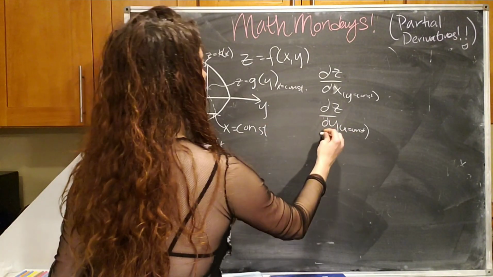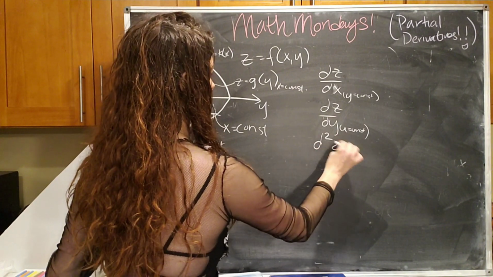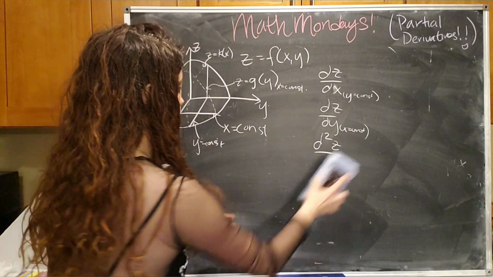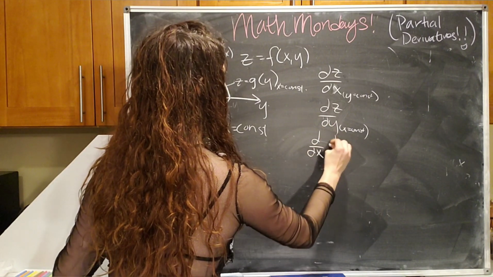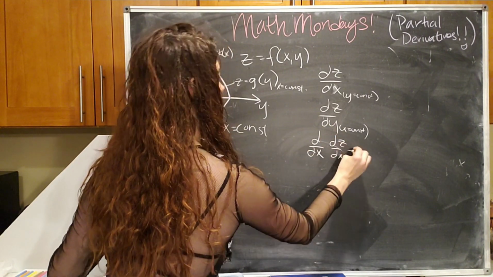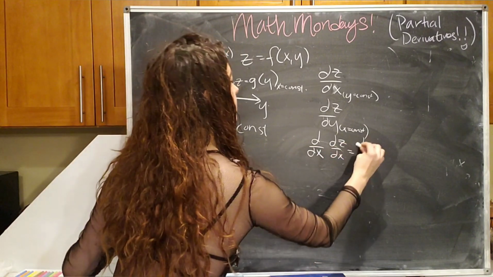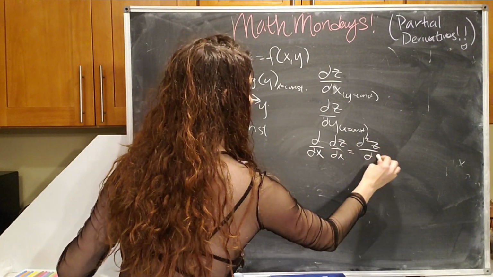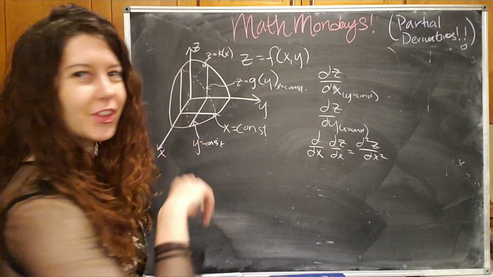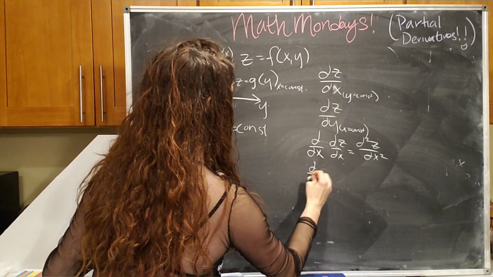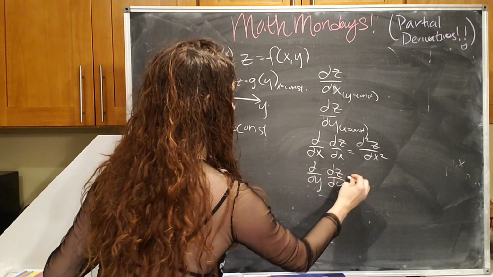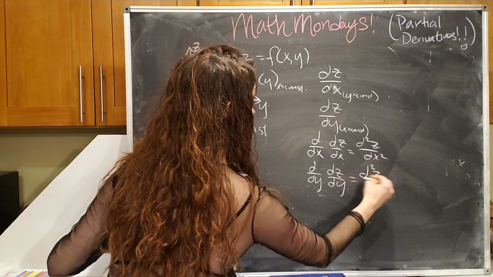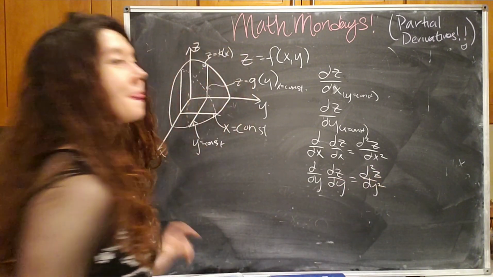We can also do second order derivatives, so d squared z, or actually let me back up a little bit. We can take the second derivative like this, which gives us d squared z dx squared, and we can do the same thing for y. So the partial with respect to y of dz dy is d squared z dy squared.